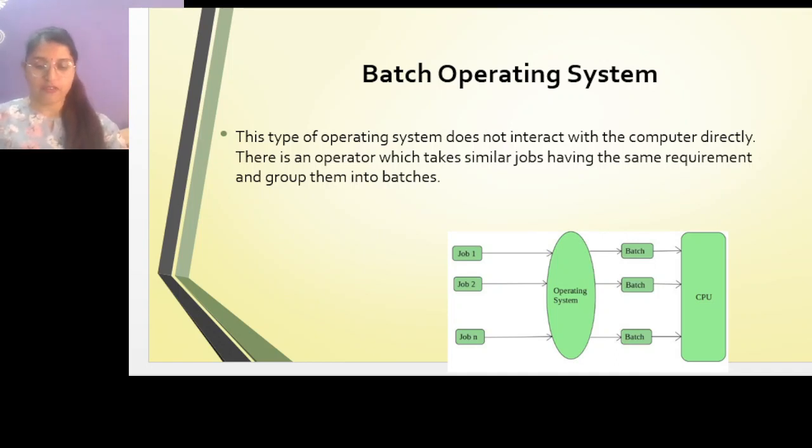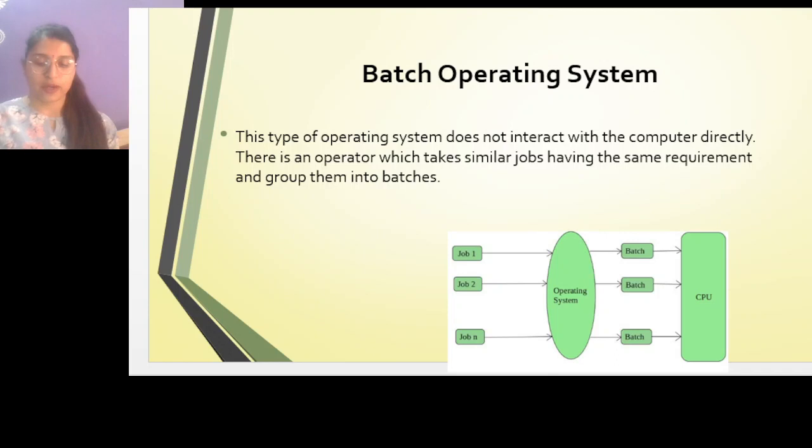Okay, what are the advantages of this batch operating system? The major advantage is multiple users can share the same batch, and idle time is reduced. What is the disadvantage? Main disadvantage is it is hard to debug. In one particular batch, if some kind of problem arises, they need to sort out to which job this particular error belongs. That is a major disadvantage of the batch operating system.